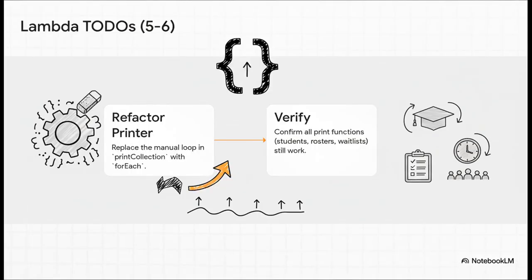Okay, your task here is pretty simple, but it has a big impact. You're going to dive into your generic printer class, find that old loop, and replace it with that slick one-line forEach version.